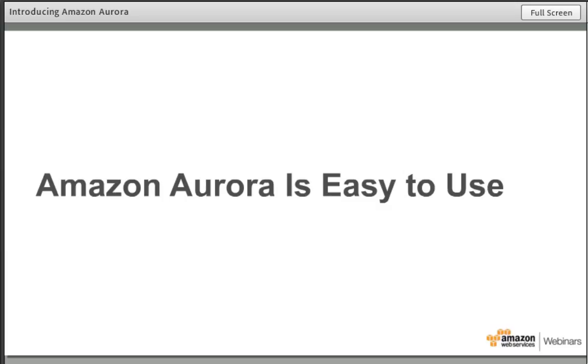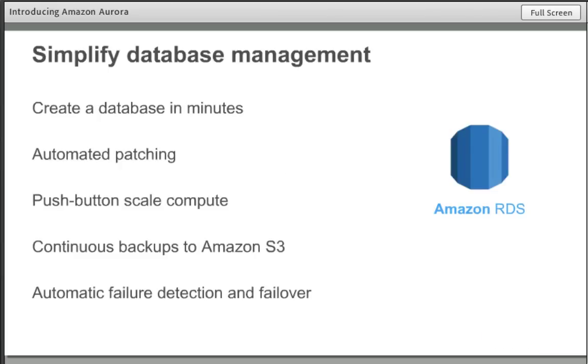Now, we also talked about Aurora being easy to use. Part of how we achieve that is that Aurora is part of the Amazon RDS family. So if any of you were trying to start an Aurora instance and having trouble finding it in the console, the way you get there is you go to the Amazon RDS console, go to the instance creation wizard, and then choose Aurora as the engine that you want to build on.